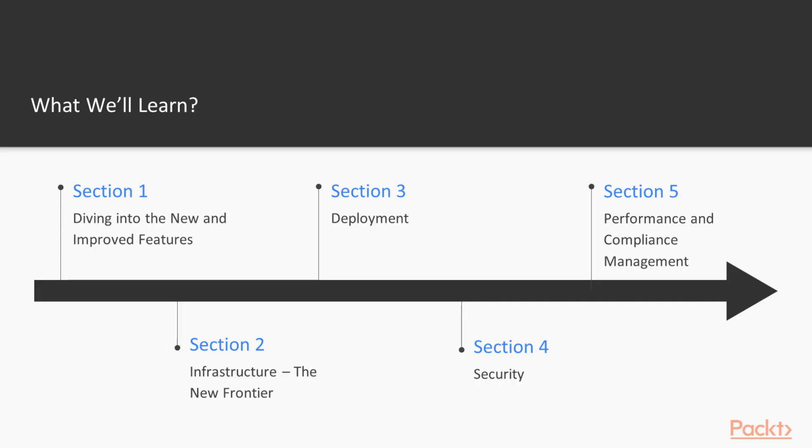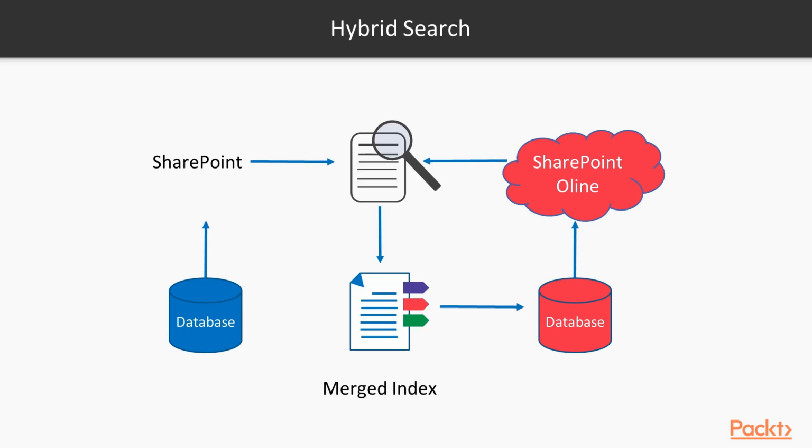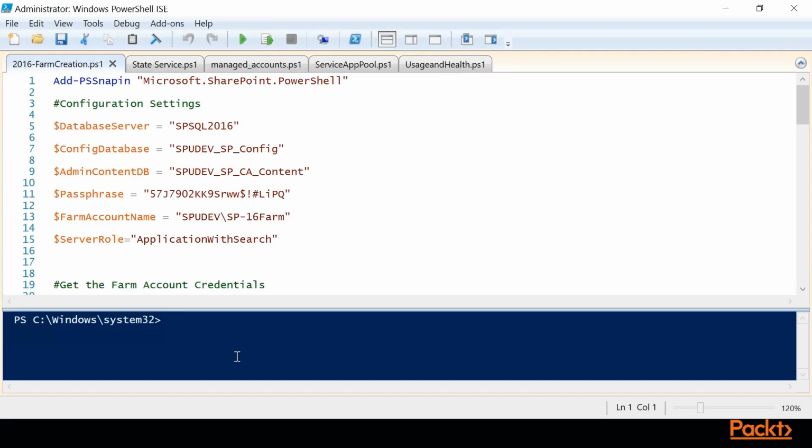In section 2, we will learn about the new SharePoint 2016 architecture, how you extend the on-premises investments to the cloud through hybrid solutions, and how to use the hybrid picker to configure hybrid features. In section 3, we look at deployment to on-premise and Azure servers. We cover the best practices and dive deep into the configuration of SharePoint Server 2016.